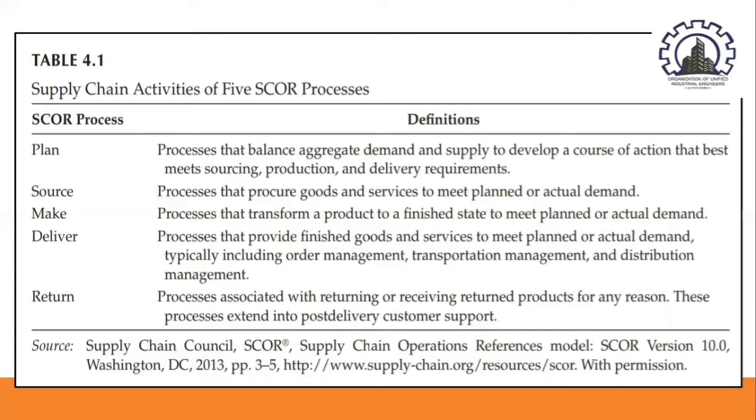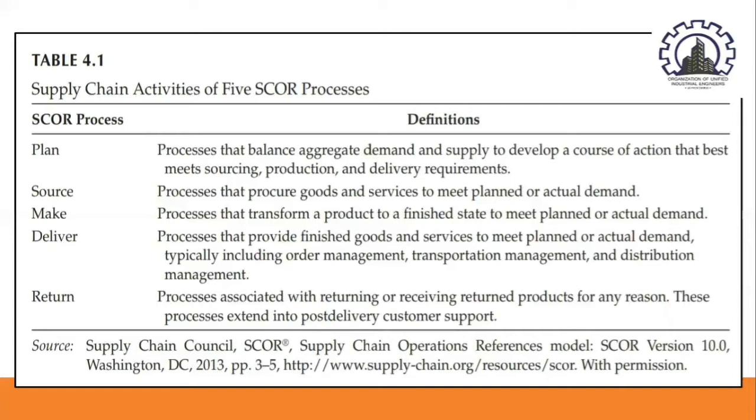So in the making process, this is now the time in which the company would transform its raw materials into finished goods. And also we have delivering. Delivering refers to processes that provide finished goods and services to meet planned or actual demand, typically including order management, transportation management, and distribution management as well.